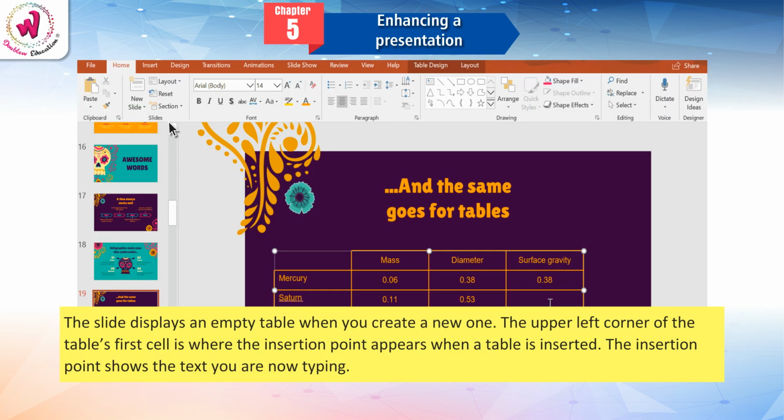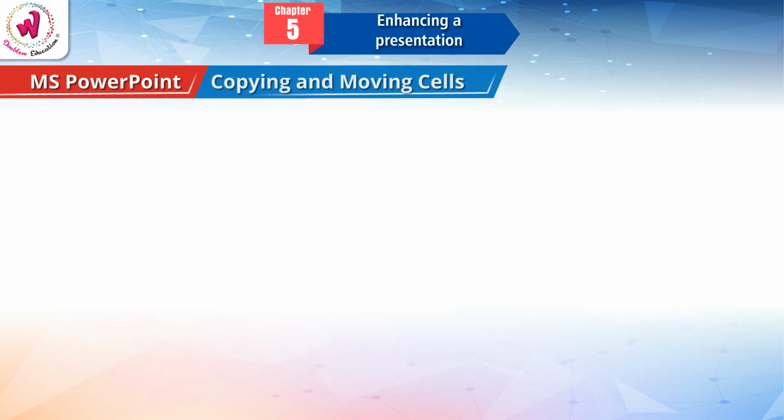Entering text in a table. This slide displays an empty table when you create a new one. The upper left corner of the table's first cell is where the insertion point appears when a table is inserted. The insertion point shows the text you are now typing.